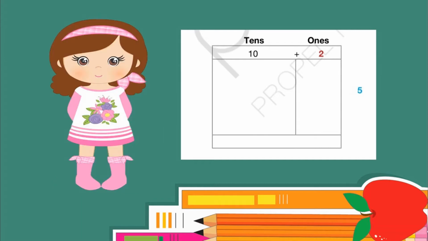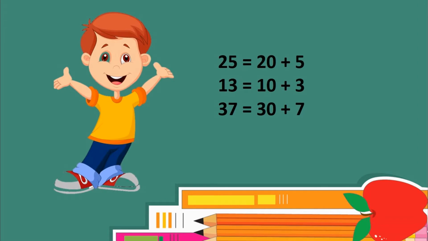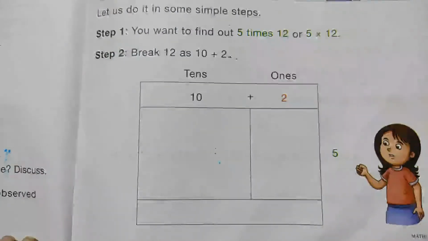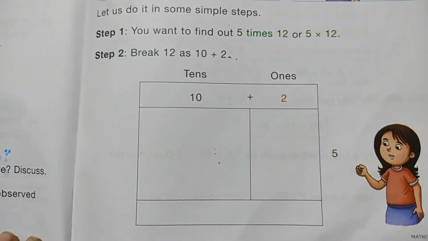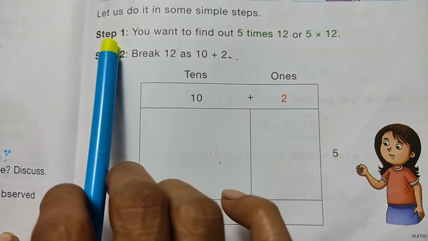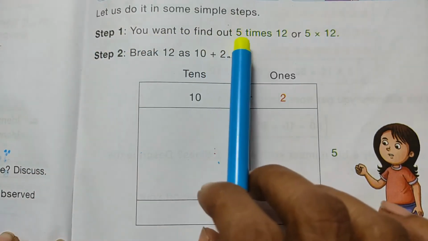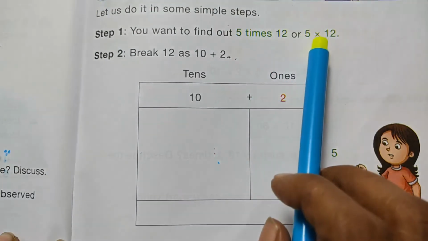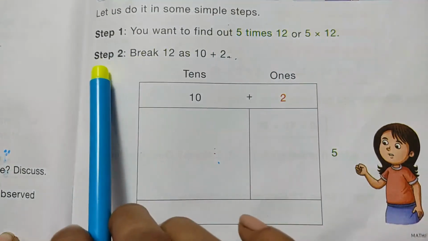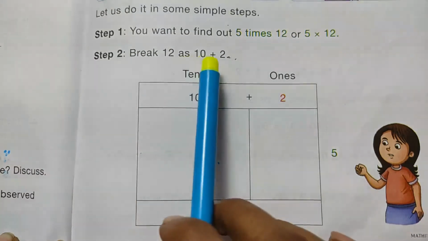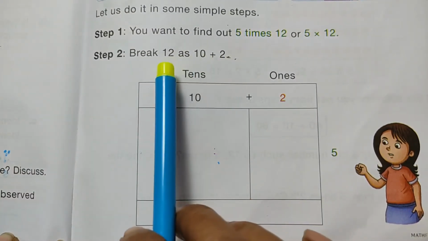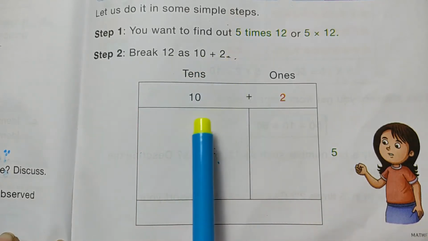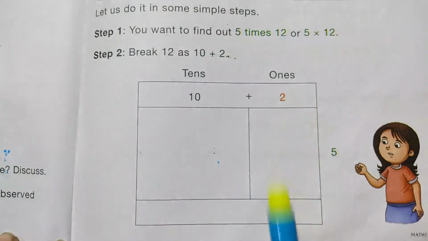Multiplication. Do you remember splitting a number or using the expanded form of numbers? Let us do it in some simple steps. Step 1. We want to find out 5 times 12, or 5 multiplied by 12. Step 2. Break 12 as 10 plus 2. Here we have broken 12 into tens and ones. So here, 10 plus 2.